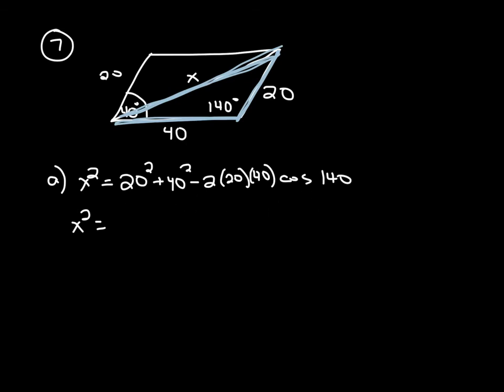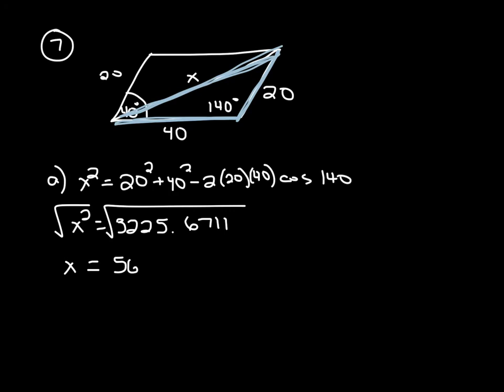And when you do, you end up getting 3,225. I like to round to at least 4 decimal places, so 0.6711. And then to get x by itself, we just take the square root. So we get x equals, when you take the square root of that, they want you to round your answer to the nearest tenth, so it'll be 56.8 pounds.